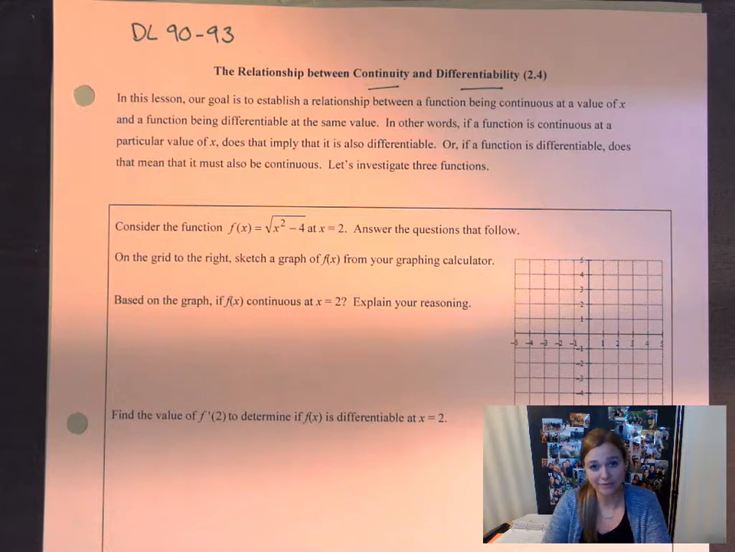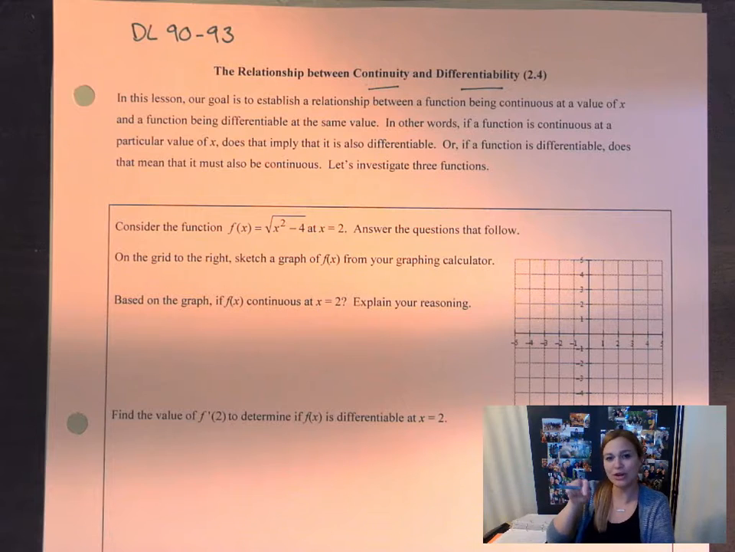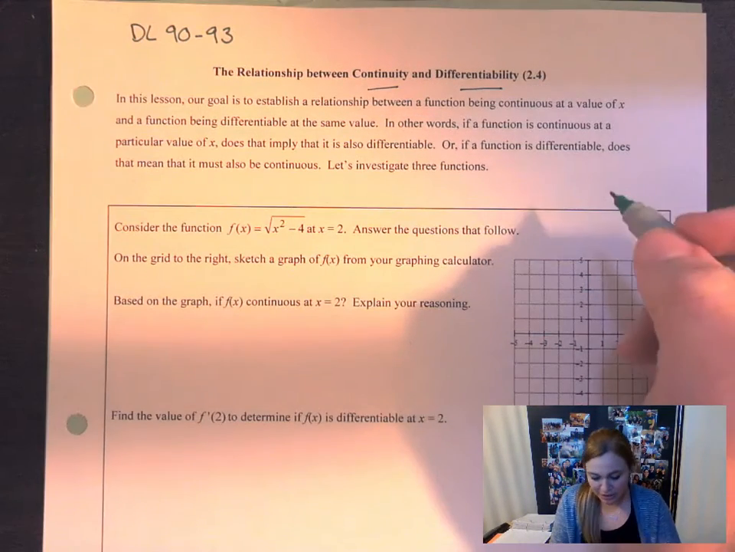The function has to be defined. The limit from the left has to equal the limit from the right, and the function value has to equal the limit. Great. Also, with continuous, if you're going through a function, tracing it from the left to the right, you would never pick up your pencil. It can be jagged or whatever, that's fine, but you never pick it up.